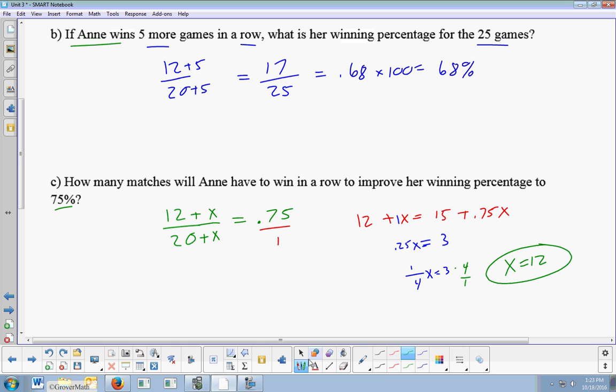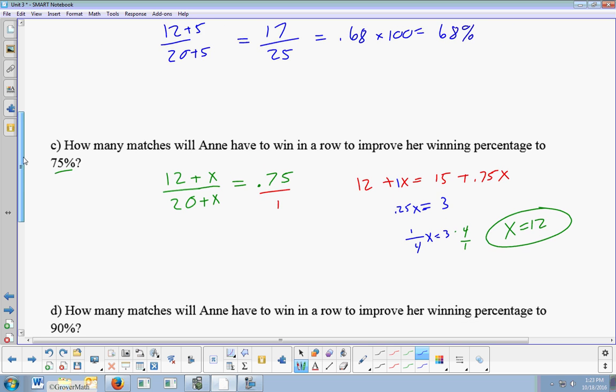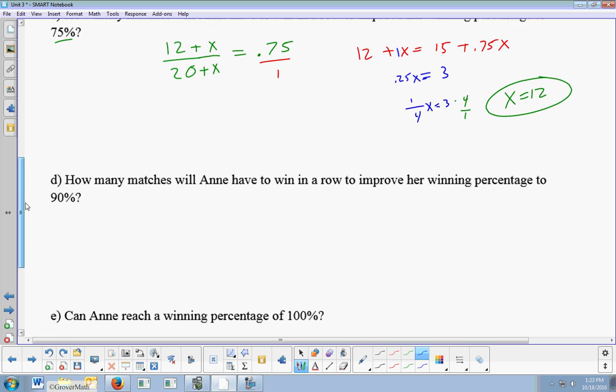Again, your calculator can help you with this math here if you'd like, but sometimes you'll have that choice between a decimal and fraction form. Like I said, you may have thought it would be easier to just make this 3/4, cross multiply with 3/4, and then not have any decimals or fractions. That's fine. Works both ways. But if she wins 12 games in a row, her winning percentage will go up to 75%. How many matches will it take her to win to improve to 90%?